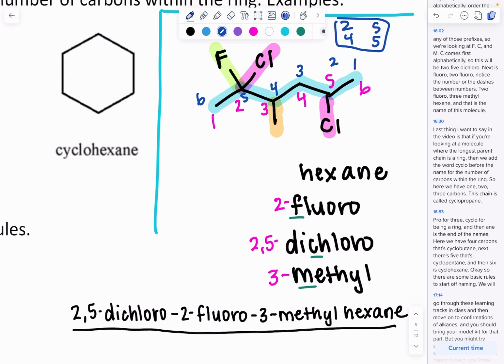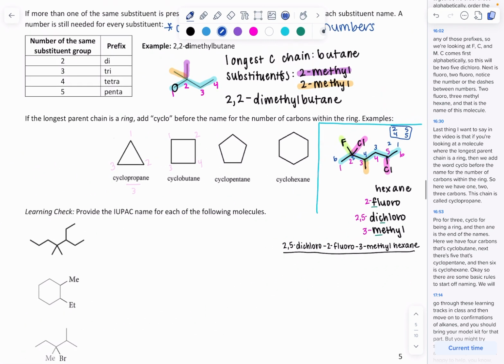Last thing I want to say in the video is that if you're looking at a molecule where the longest parent chain is a ring, then we add the word cyclo before the name for the number of carbons within the ring. So here we have 1, 2, 3 carbons. This chain is called cyclopropane. Prop for 3, cyclo for being a ring, and then ane is the end of the names. Here we have 4 carbons, that's cyclobutane. Next there's 5, that's cyclopentane. And then 6 is cyclohexane.